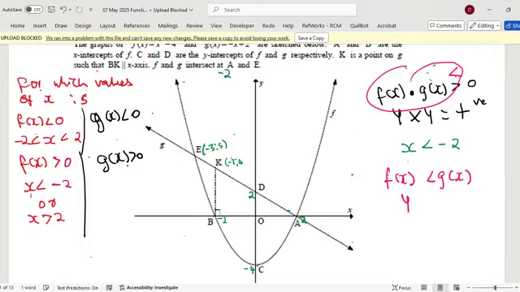Y is less than y. Pella, f of x is y. g of x is y. So basically it's y less than y. What does it mean?